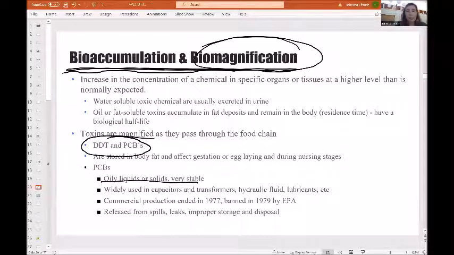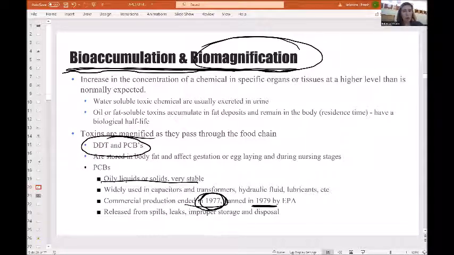Luckily, the commercial production of this ended in the 70s when a lot of our other environmental legislation was happening, and it was completely banned in 1979 by the EPA. So right now, we're not currently manufacturing and using PCBs, but for a long time, they were already present in our environment. So typically what we see as exposure risk are spills and leaks from improper storage and disposal.